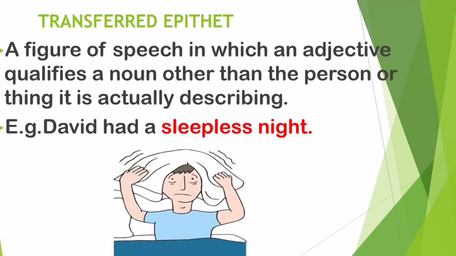In fact, when you look at it, you understand the night in itself is not sleepless. Who was sleepless? David was sleepless. So the adjective sleepless actually refers to David, not night. But the speaker here uses the adjective sleepless to night. So what is done here? The adjective which is supposed to be used for David is transferred to night, and hence it is an example for transferred epithet. Let us now look at another example.